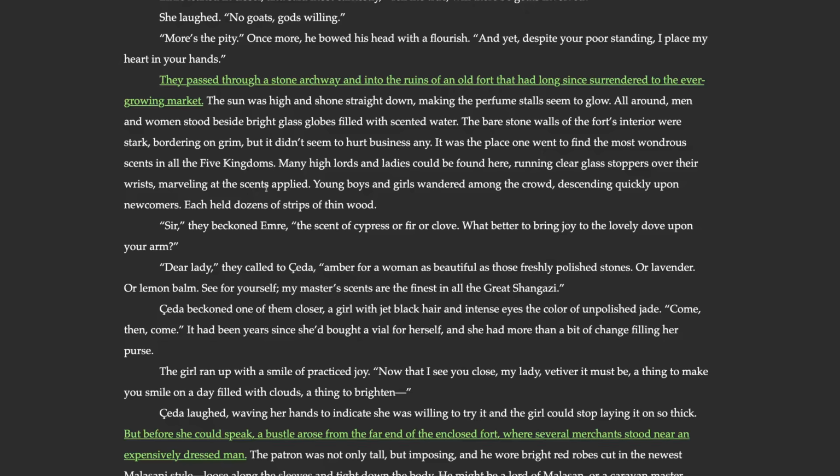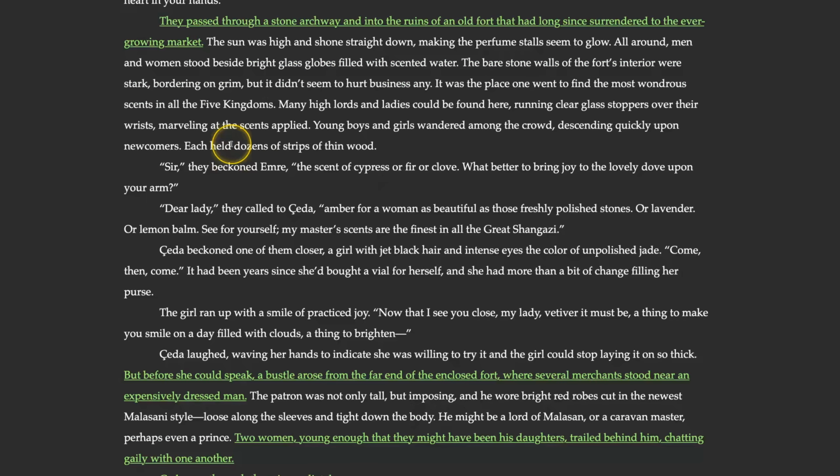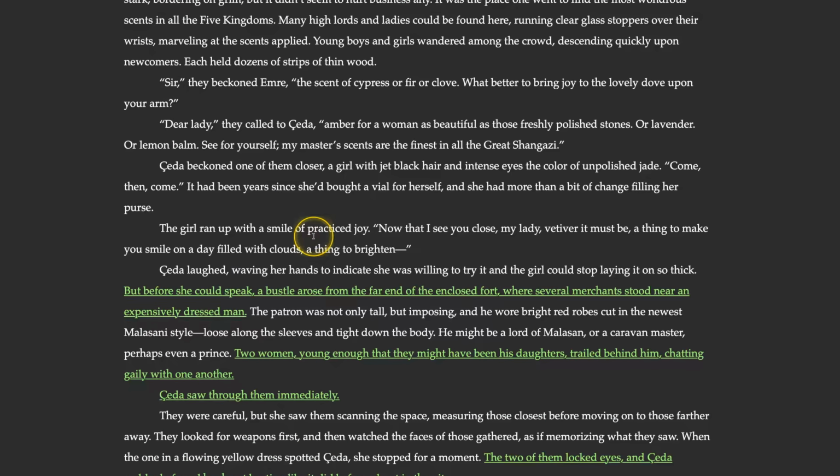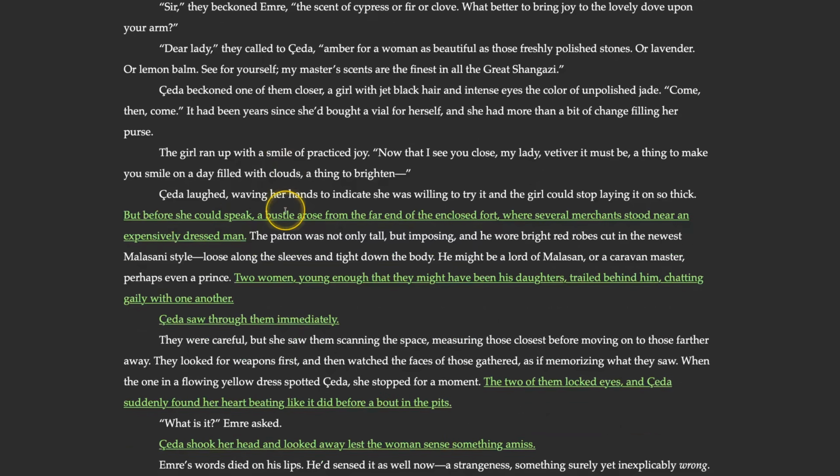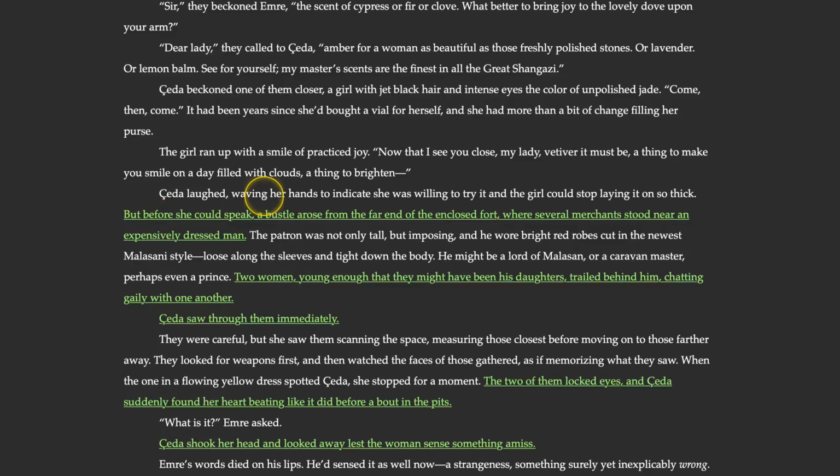I want the reader to see that there are innocent people in this place before we get to the fire. And so they talk a little bit with the vendors, the hawkers, who are trying to get them to buy some of the perfume. And then we get to this spot. Cheta laughed, waving her hands to indicate she was willing to try this perfume the girl was trying to sell her. But before she could speak, a bustle arose from the far end of the enclosed fort, where several merchants stood near an expensively dressed man.